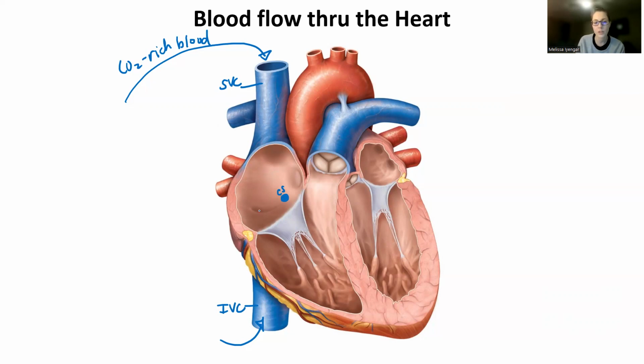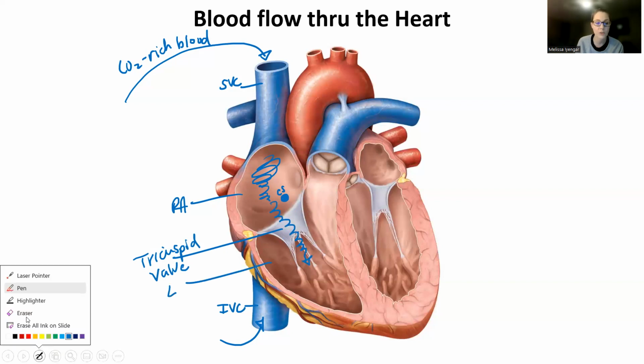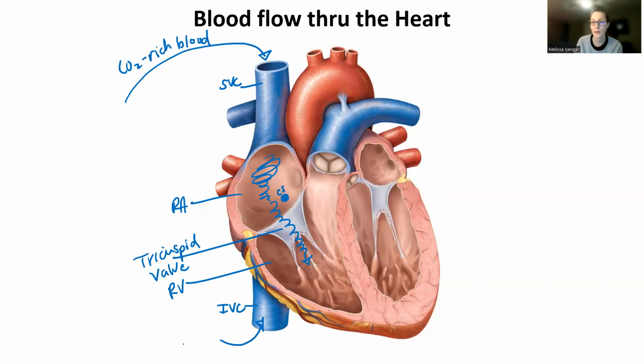So as that carbon dioxide rich blood comes through these veins, it's going to fill the right atrium. This is my right atrium. And as it fills the right atrium, the tricuspid valve is going to be open. And that's going to allow blood to passively move into the right ventricle, like that, okay? Then there's going to be an electrical process that is going to contract the atrium, and blood squishes all the way into the ventricle.